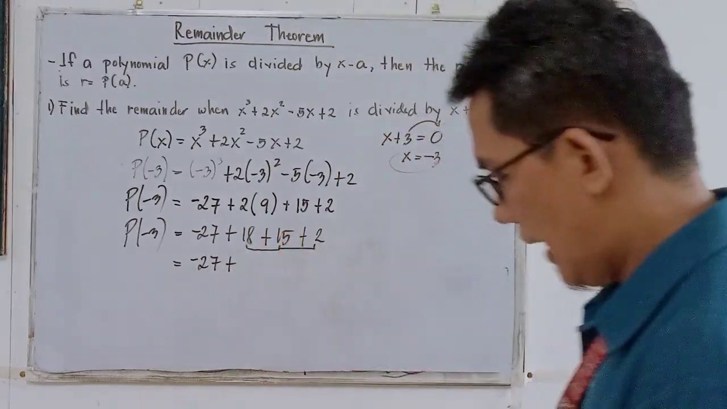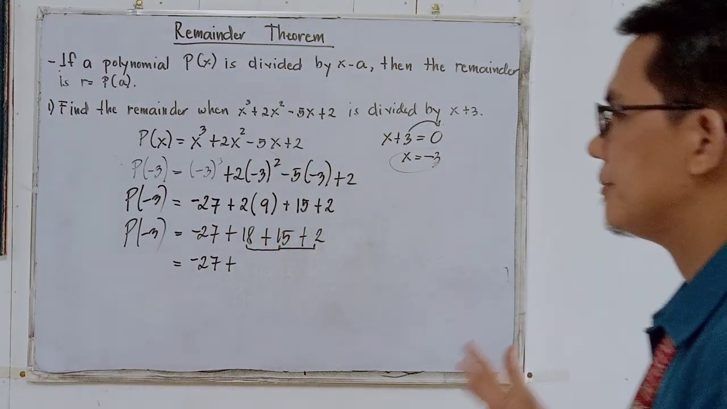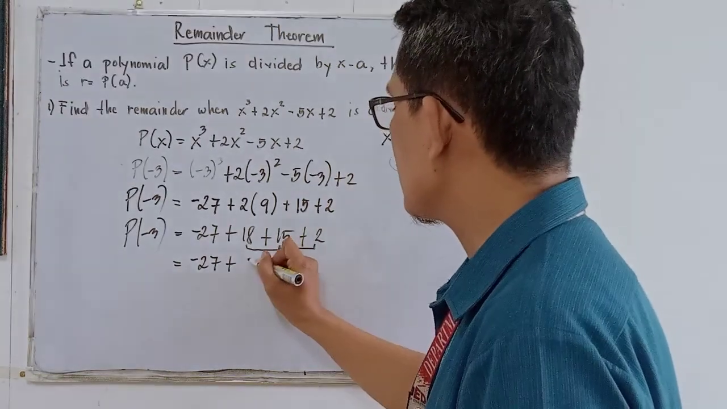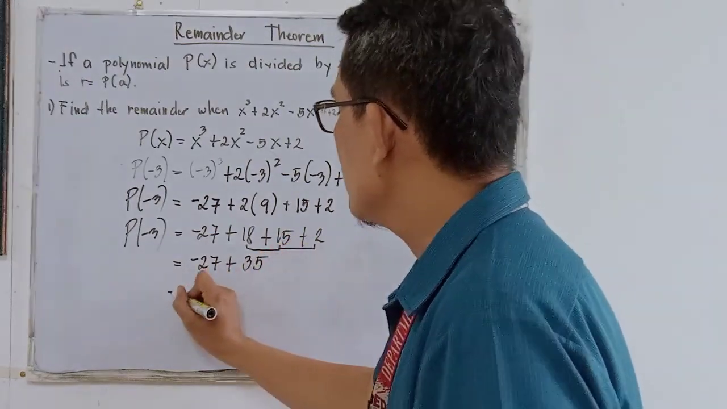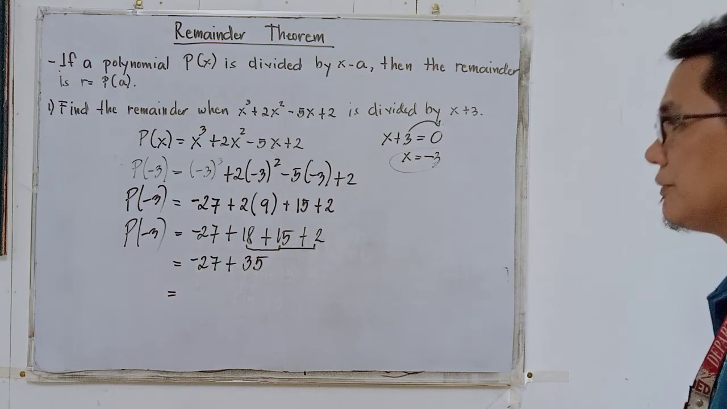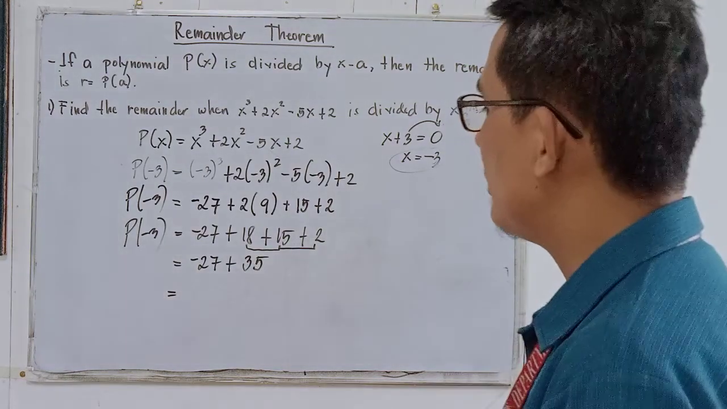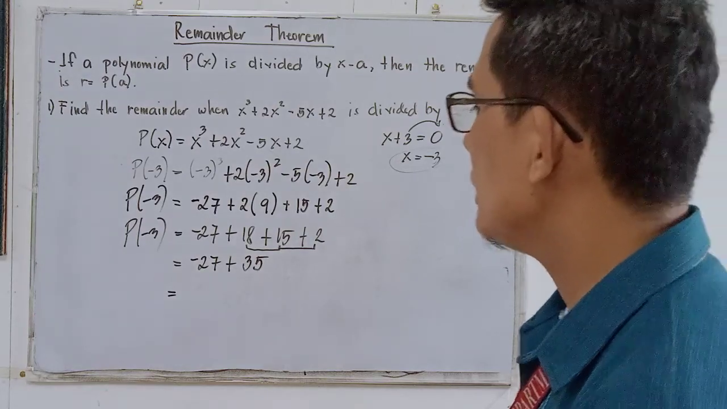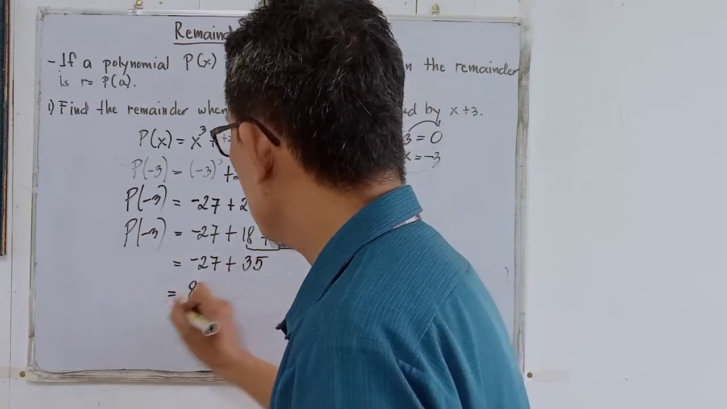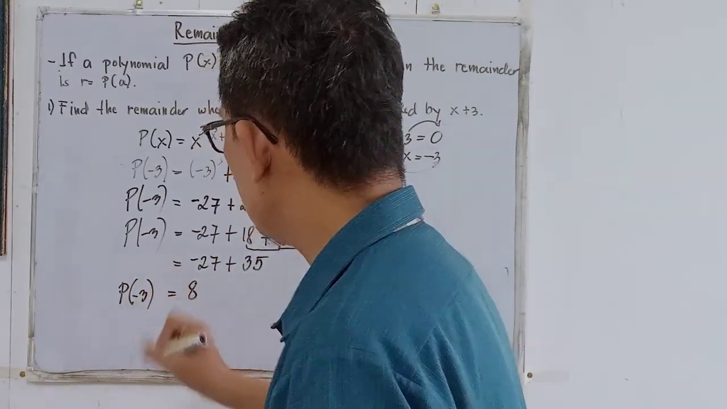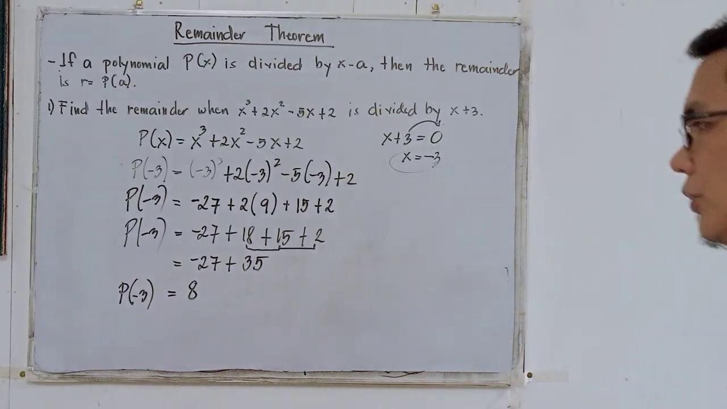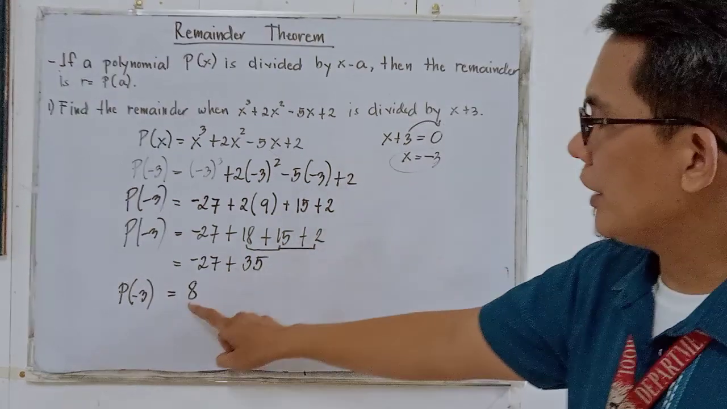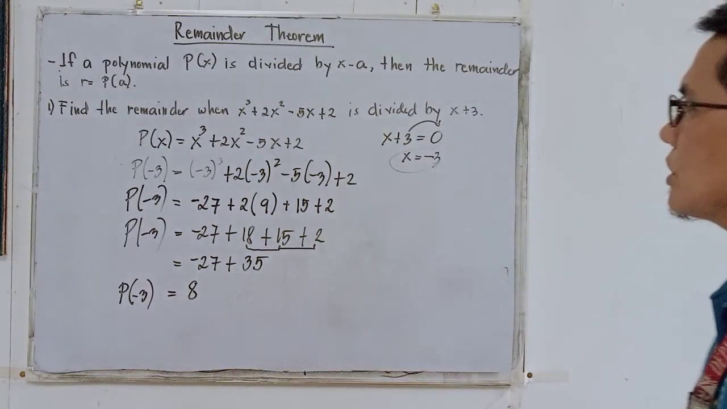So 18 plus 15 is 33, and 33 plus 2 is 35. So negative 27 plus 35: for integers with different signs, we subtract the numbers and copy the sign of the bigger number. So that is positive 8. Therefore, p of negative 3 is equal to 8. It means that if this polynomial is divided by x plus 3, the remainder is 8. That is by using our remainder theorem.